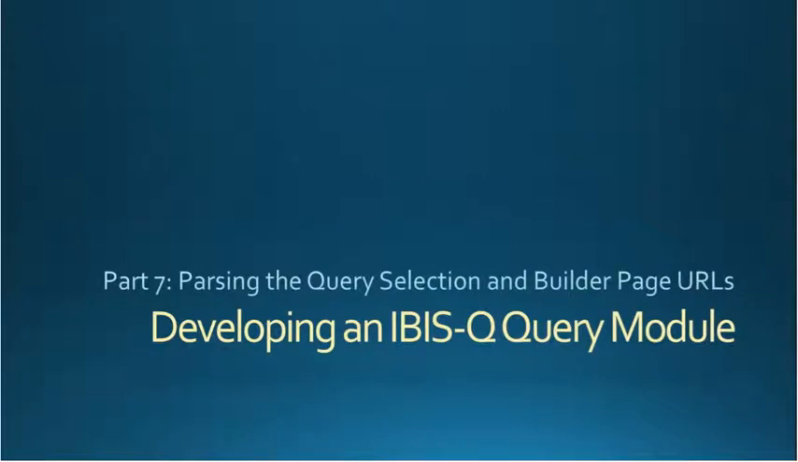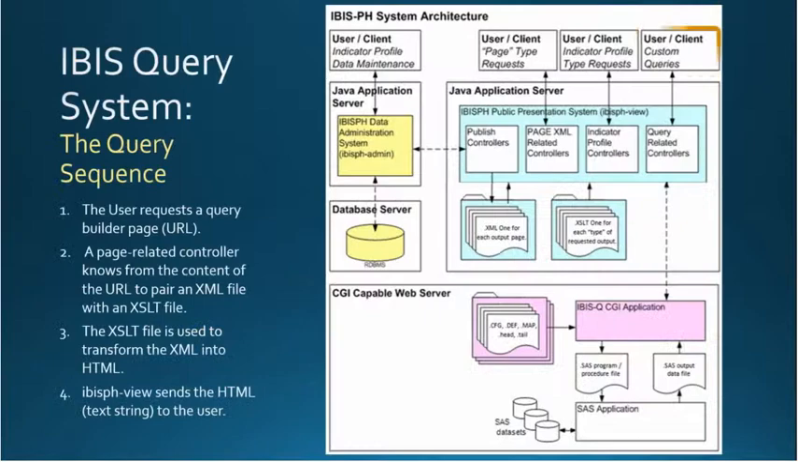In this video, we're going to take a closer look at the ibis-ph-view query selection and builder URLs. You may remember from the overview video that the ibis-ph-view application uses a mechanism called a controller that parses the URL and pairs up the correct XML and XSLT files, the two files that work together to create an HTML file that is sent to the user's browser.